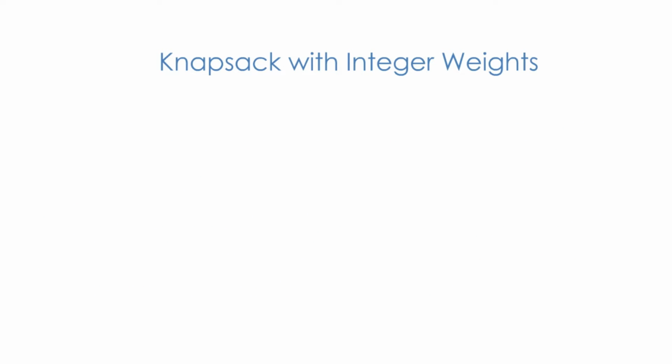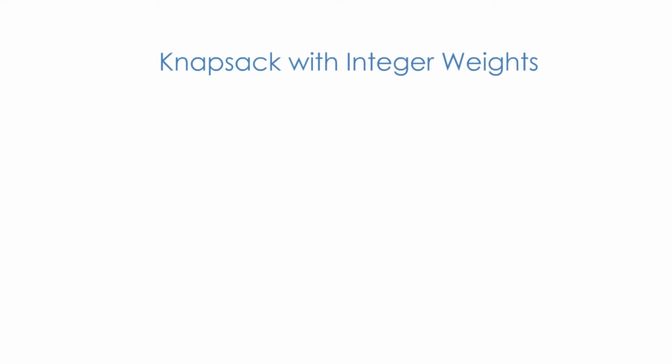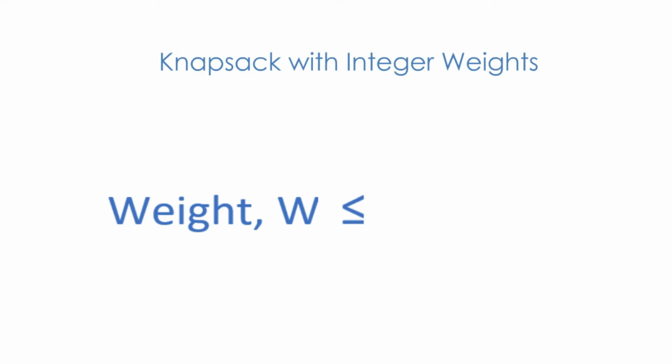In this tutorial, we will learn about knapsack with integer weights, in which we have weights w_i greater than or equal to 0 and values c_i greater than or equal to 0 of the n items. Now, after having these items with their respective weights and values, we will put these items into the knapsack, then compare their weight with the weight limit of the knapsack, and try to find the maximum sum of values.